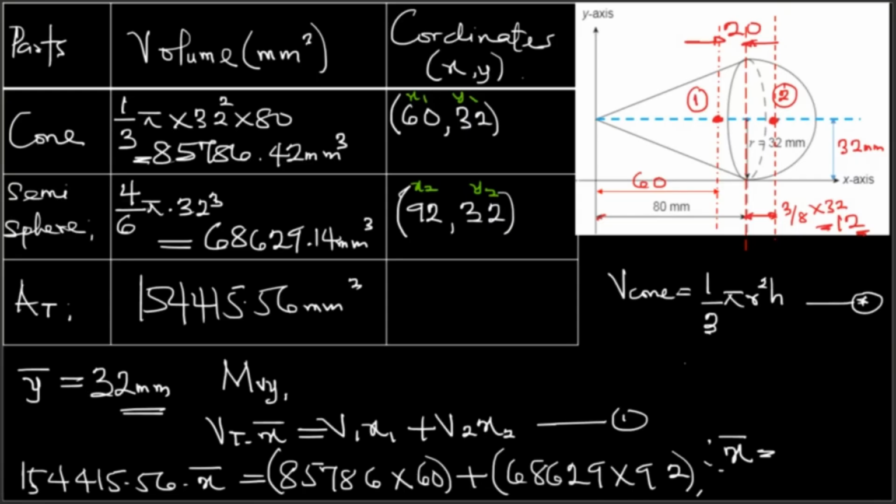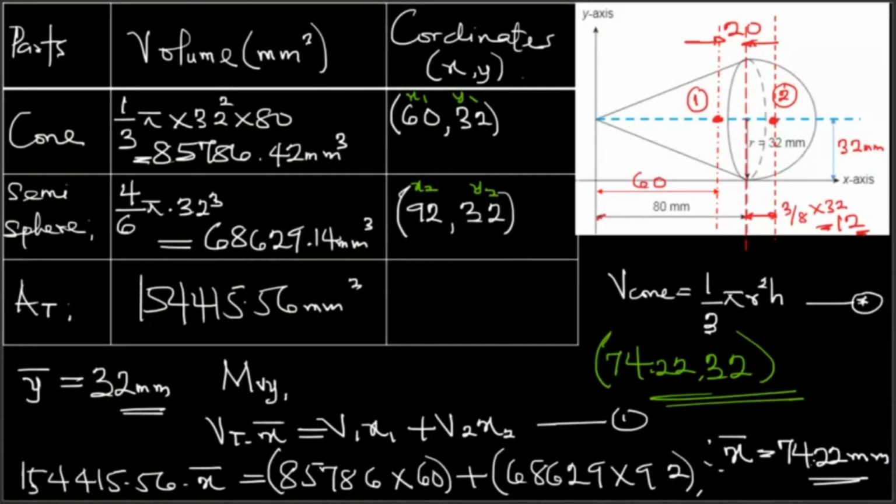Volume, area is, I'm used to the area because of the laminar. This one is going to be volume. That's correct. The answer is 74.22 millimeters. So the X is 74.22, and then the Y coordinate of the center is 32. So that is going to be our answer. Any questions?